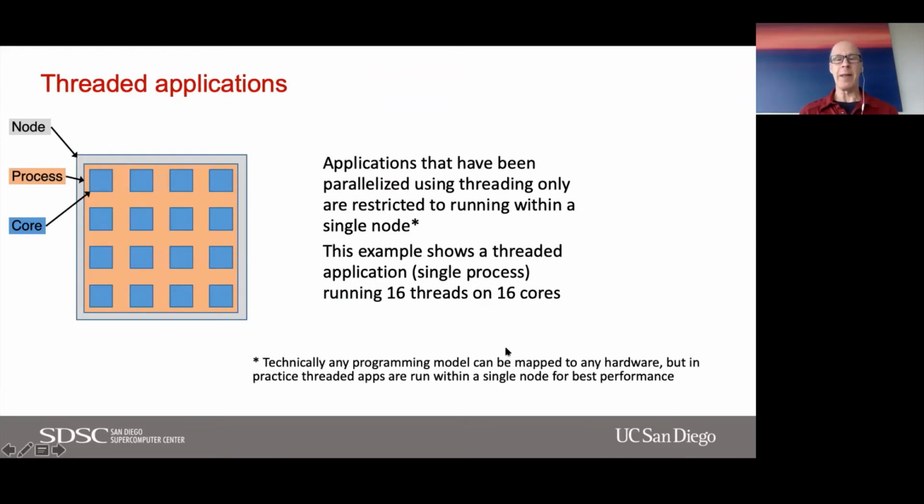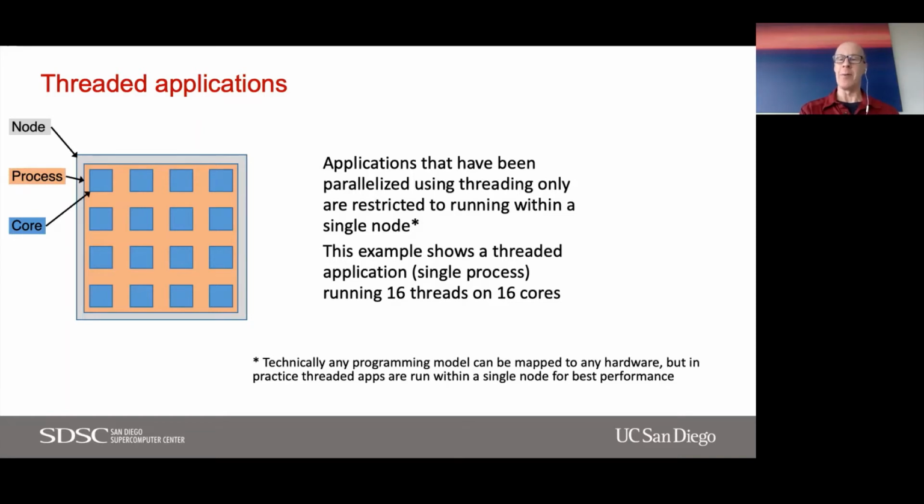Now, if we have a threaded application, say parallelized using just OpenMP, we're going to be restricted to running within a single node. So here I'm showing a case where a threaded application is running 16 threads on 16 cores. Now, those of you who come from a computer science background may realize that this isn't strictly absolutely true. Technically any programming model can be mapped to any hardware, but in practice, if you try to run a threaded application across multiple nodes, you're going to get terrible performance.